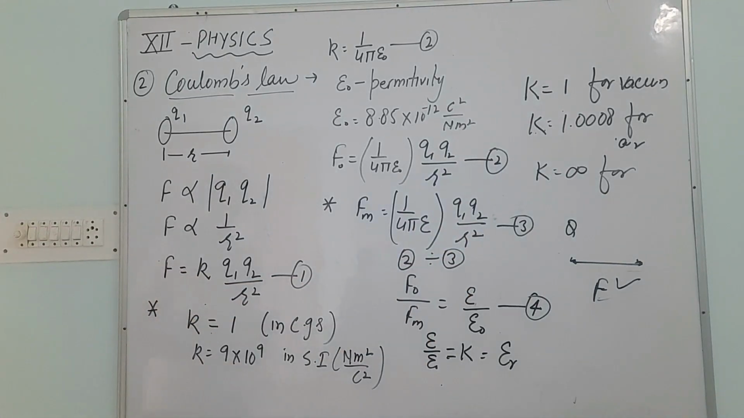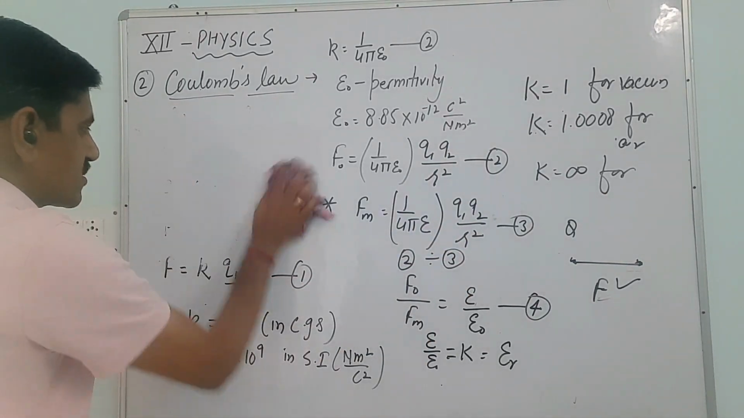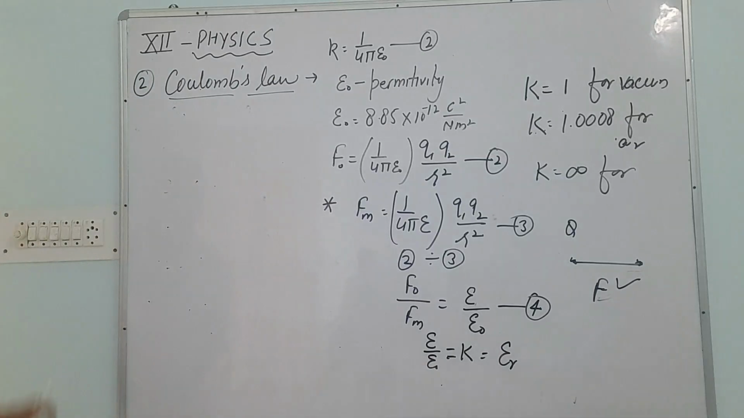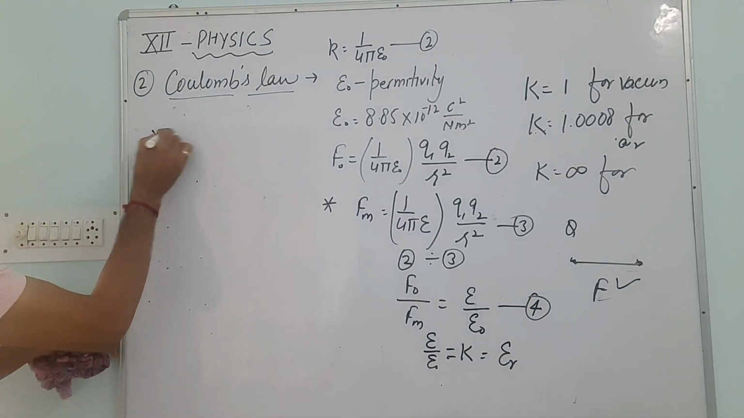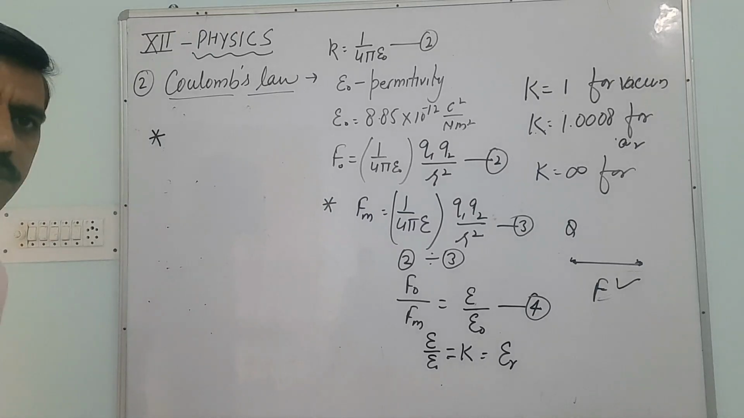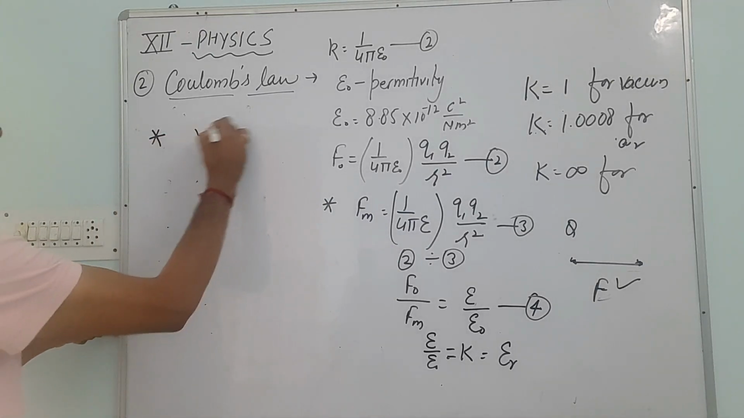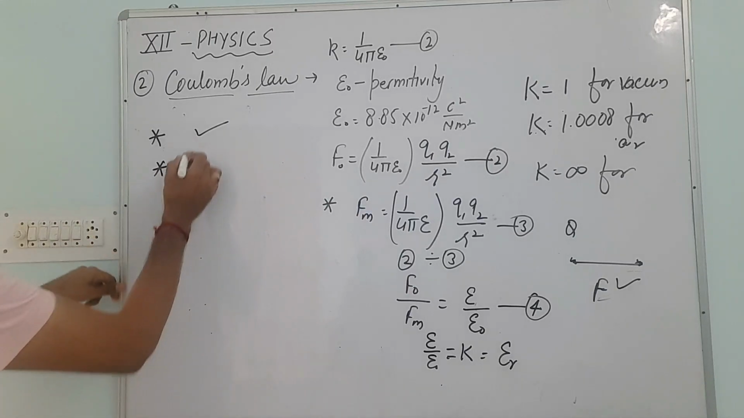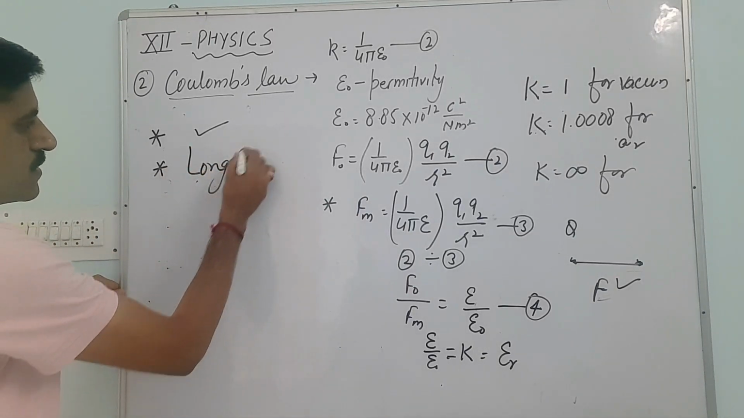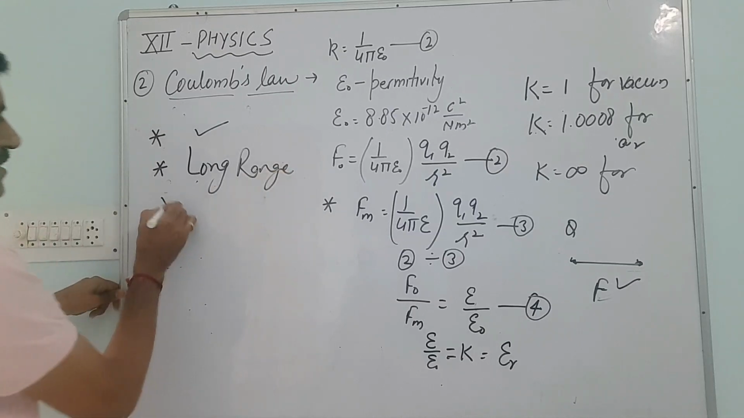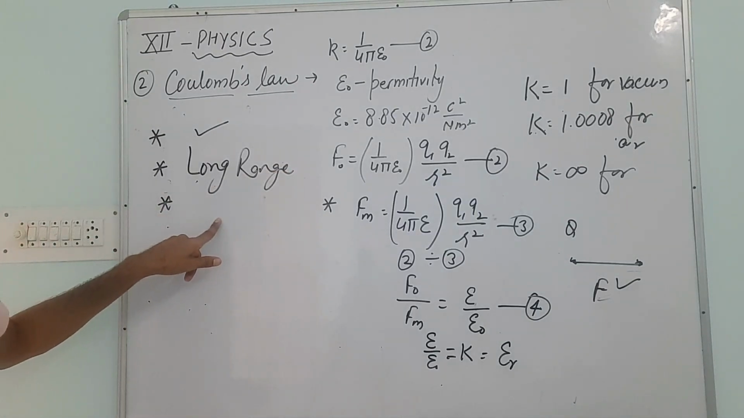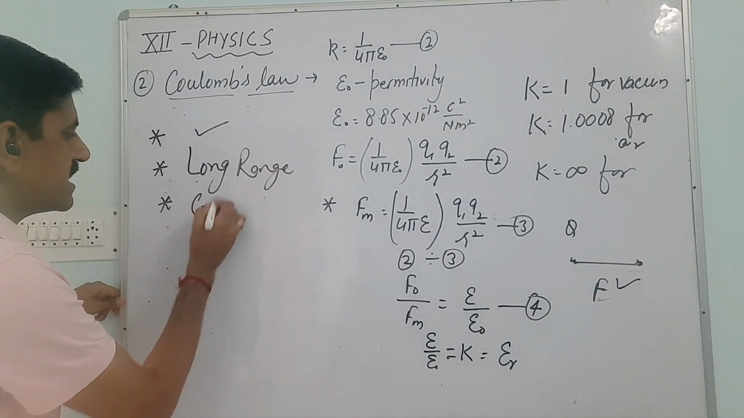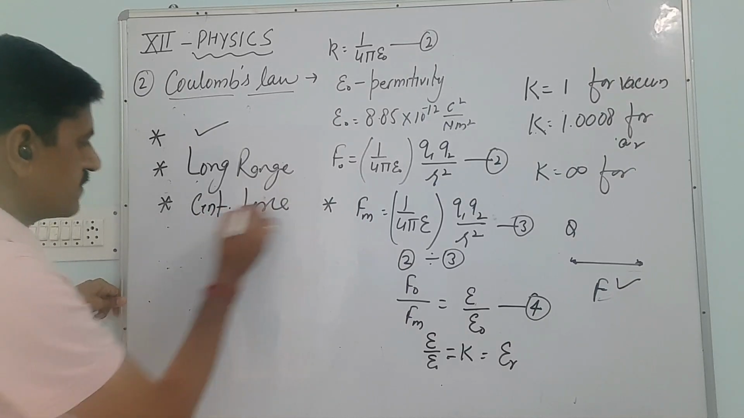We have certain characteristics of Coulomb force. We can list them, right? So look at the part. First, Coulomb force is the weak force in nature, right? Second part, it's a long range force. Third part, it always acts along the line joining the charges. You can call it a central force.